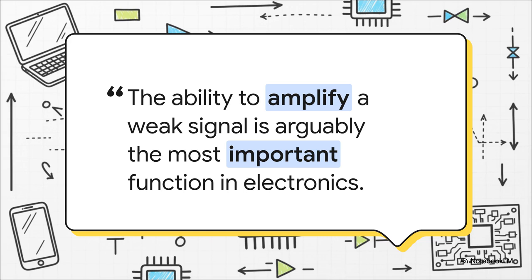And this is a huge deal. I mean, think about it. Signals from a satellite, a radio tower, or even just through a long cable get weaker and weaker the farther they travel. Amplification is what turns those faint whispers back into clear voices. Without it, technologies like radio, television, and computers, they just wouldn't exist.